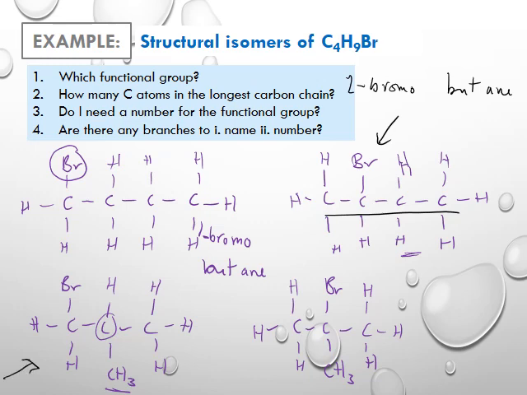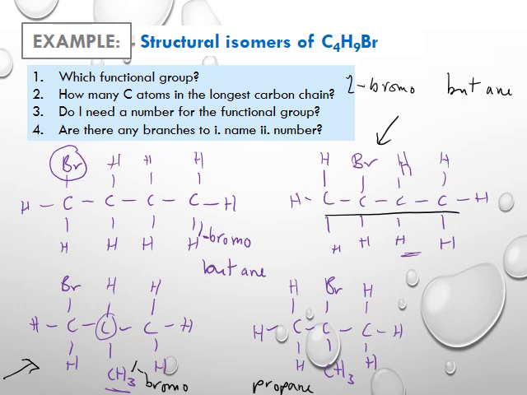Right, let's look at this one here. So now, slightly different. Functional group is still ane, and it's still bromo at the front. Can I give myself a bit of space? How many in the longest carbon chain? 3, so that's prop. Do I need a number for the functional group? Yes, I do, because it could be on the second one. So it's 1-bromo something. Are there any branches? Yes.